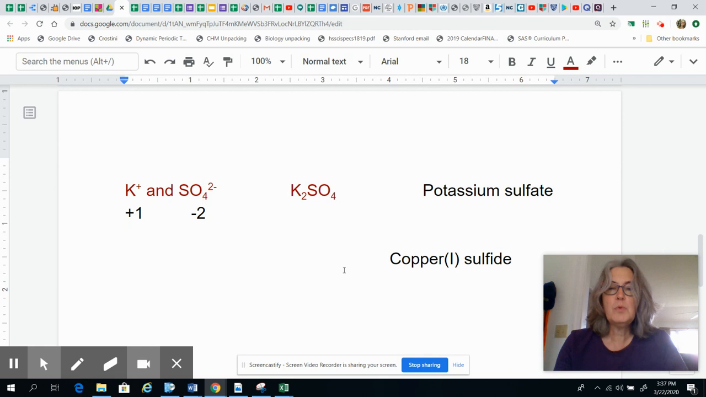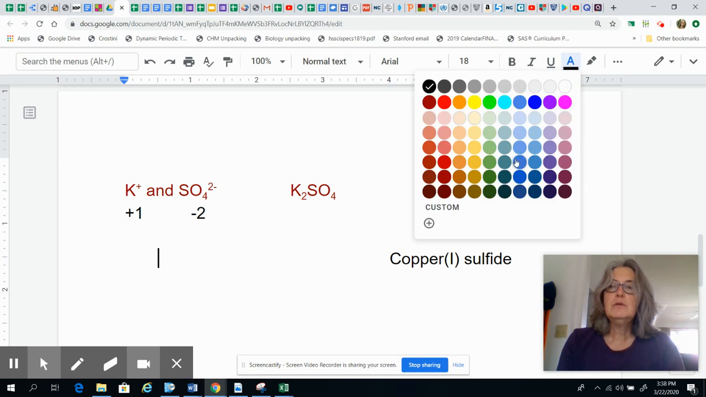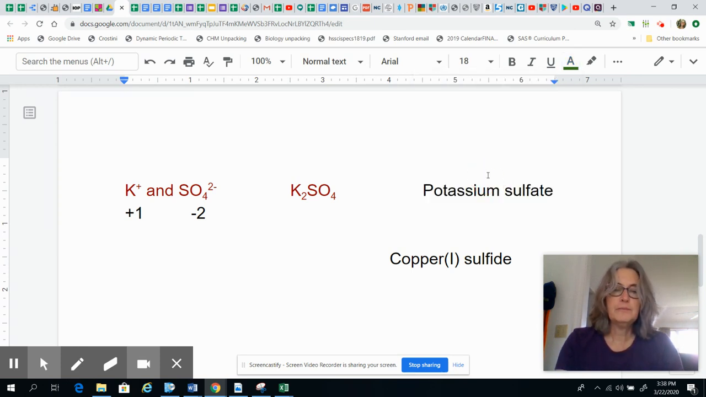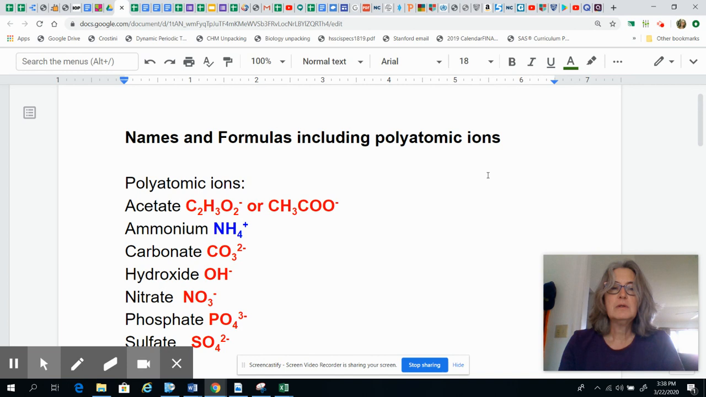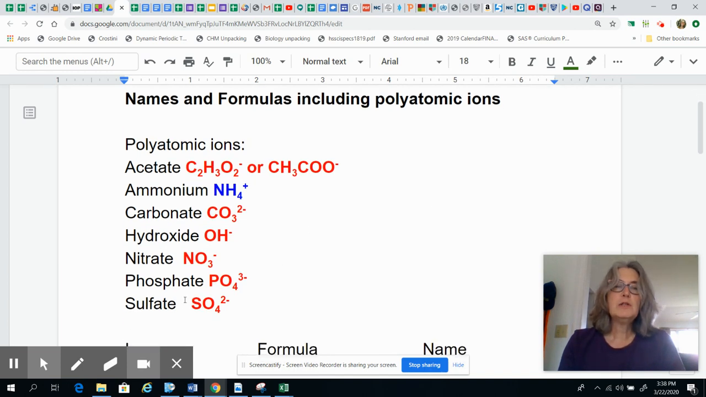All right, one more. Don't think this one's going to need parentheses. So let's figure out what we have here. Copper 1 sulfide. All right, copper 1 is going to be Cu, let's make it green. Cu with a plus. And sulfide, what is sulfide? Is it a polyatomic ion? You got to watch out for those endings.